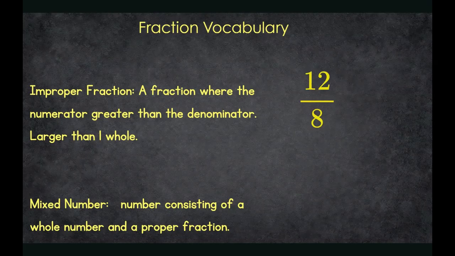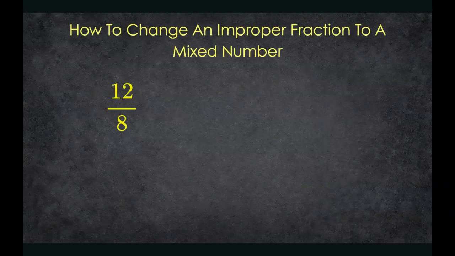The other vocabulary word we need is mixed number. That is a number consisting of a whole number and a proper fraction. So this is our example. 2 is our whole number, and then 3/4 of another whole is going to be our proper fraction. So 2 and 3/4, that is our mixed number. All right, now that we have those vocabulary words out of the way, let's go ahead and get into our strategy. How do we turn an improper fraction into a mixed number?